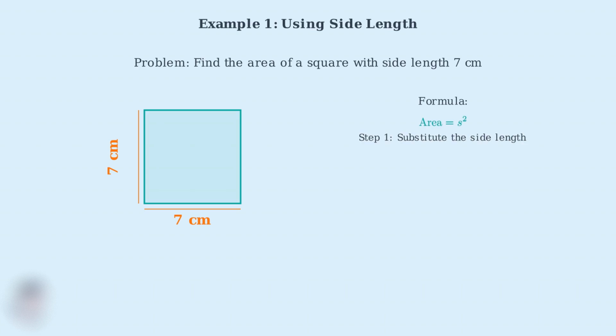Step 1. We substitute our known side length of 7 centimeters into the formula. So area equals 7 squared. Step 2. Remember that 7 squared means 7 multiplied by 7. This is because we're finding the area by multiplying length times width, and in a square, both dimensions are equal. Step 3. Now we perform the multiplication. 7 times 7 equals 49, and this is where we must remember to include our square units, 49 square centimeters.